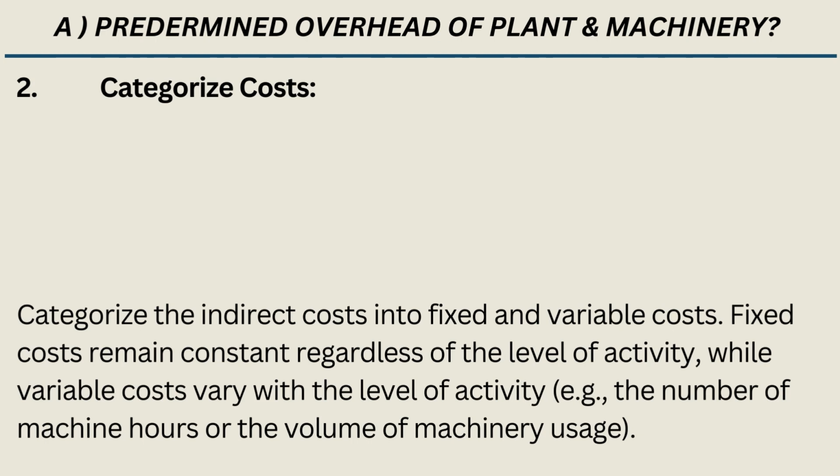2. Categorize costs. Categorize the indirect costs into fixed and variable costs. Fixed costs remain constant regardless of the level of activity, while variable costs vary with the level of activity, e.g., the number of machine hours or the volume of machinery usage.